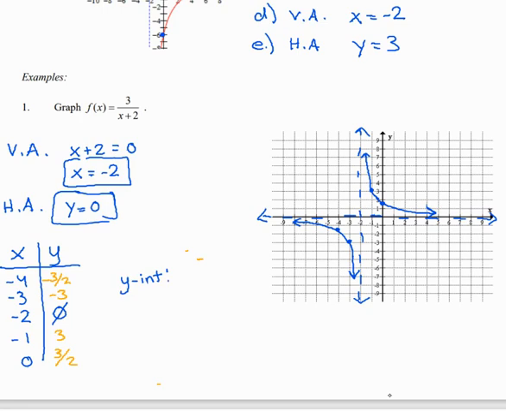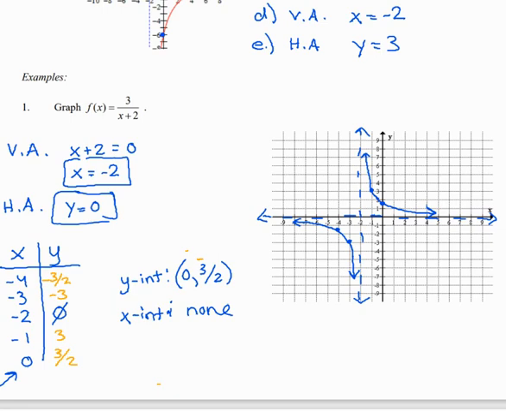Now, sometimes it may ask you for your y-intercept and your x-intercept. Our y-intercept is where we cross our y-axis, which we found right here, right? When you plug in 0 for x, that is the ordered pair 0, 3/2. And then our x-intercept is where I cross the x-axis. Well, there's an asymptote there. It's saying never cross that. So in this case, our x-intercept is none. Okay, so there is our first graph.